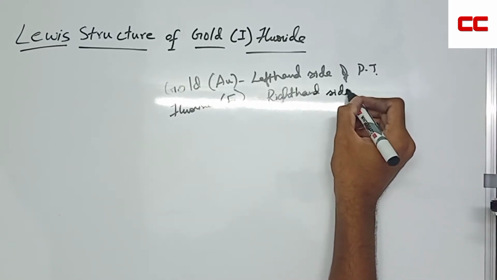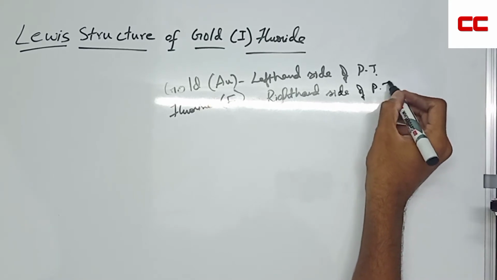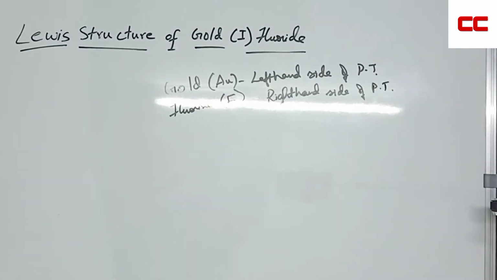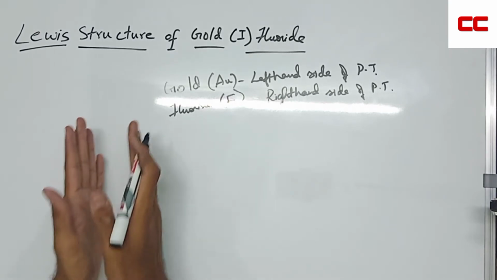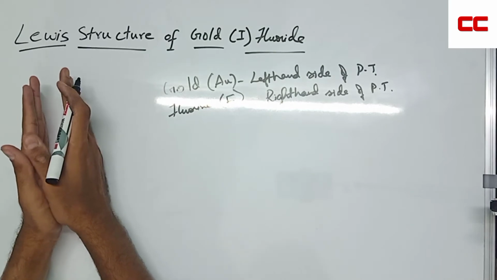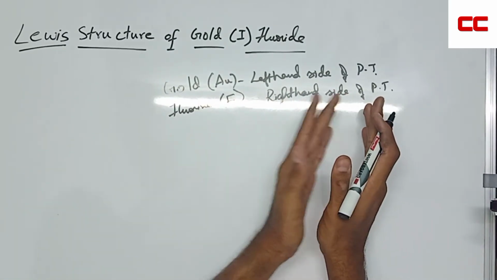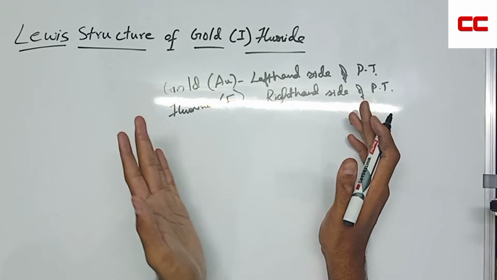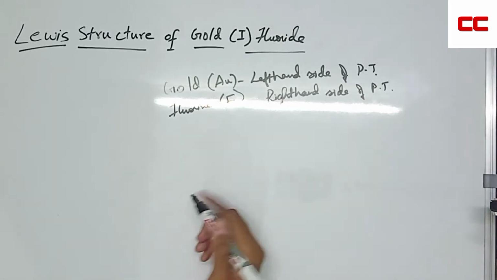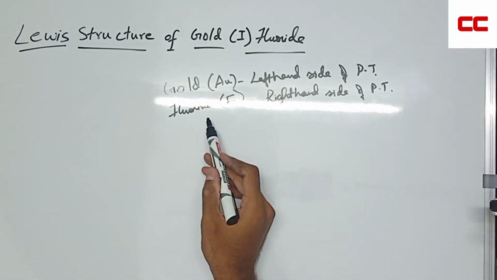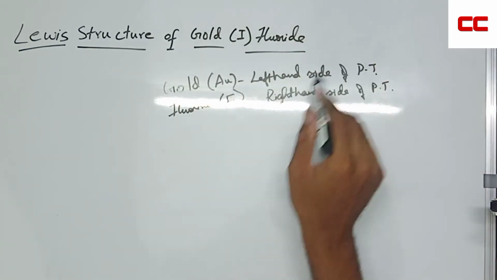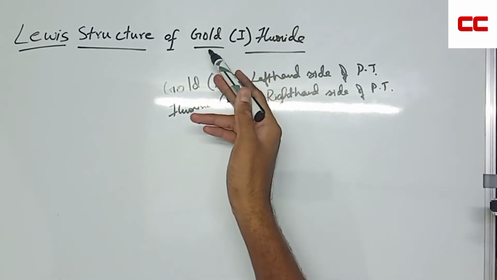I think till now it is okay for you, right? You can understand which comes from the left hand side of the periodic table and which comes from the right hand side. Generally in the periodic table, the metals are on the left side, and as you go from the left side to the right side, you will have more non-metals. And now fluorine, which is in today's topic, is a non-metal and this is a metal.